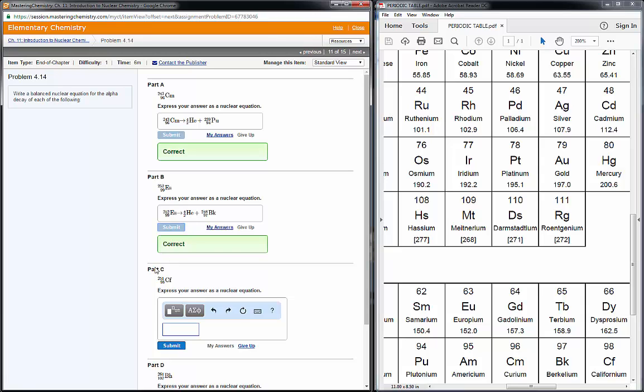Your isotopes are likely different than mine. So don't copy what I'm doing, but copy the process. That's what you should be doing. Element 251, 98, californium, decomposes by alpha emission. 251 minus 4 is going to be 247. 98 minus 2 is 96. And element number 96 was curium.